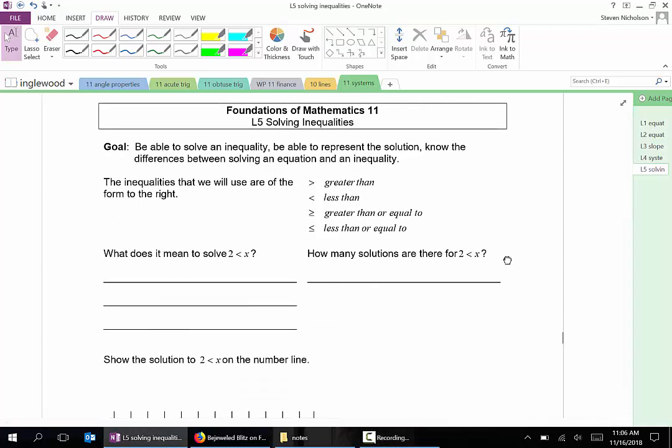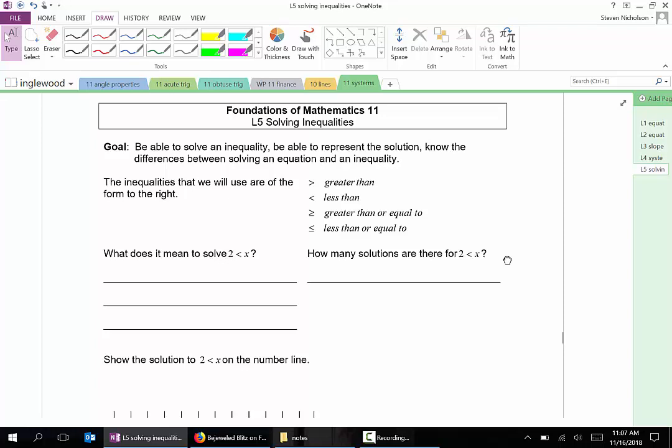Lesson 5 looks back to a grade 9 topic, solving inequalities. Our key idea, our goal for today, is to be able to solve an inequality, be able to represent the solution, and know the difference between solving an equation and an inequality. And there are two key differences here.